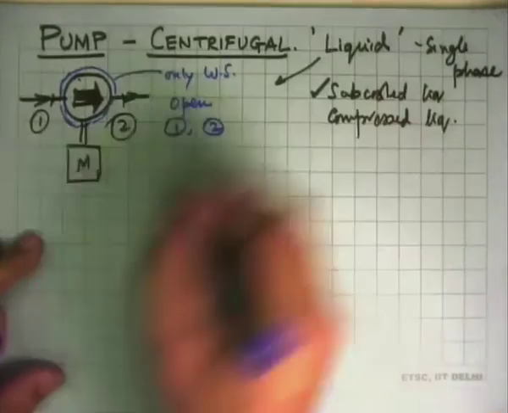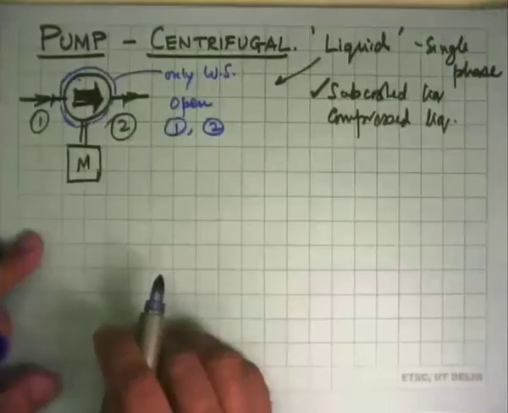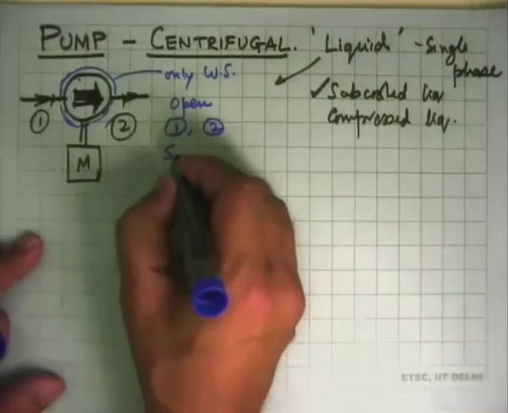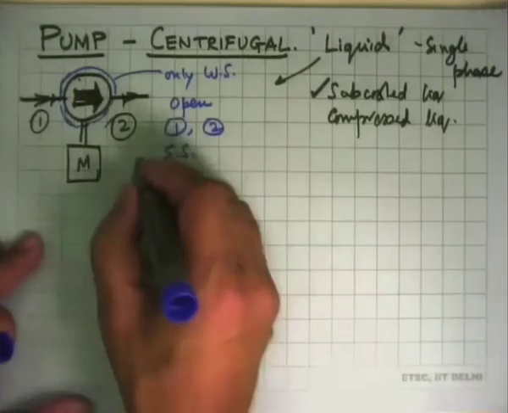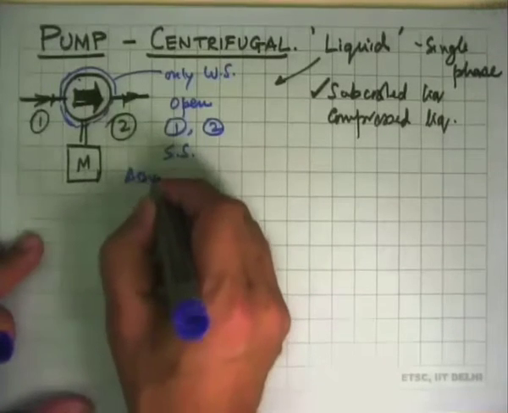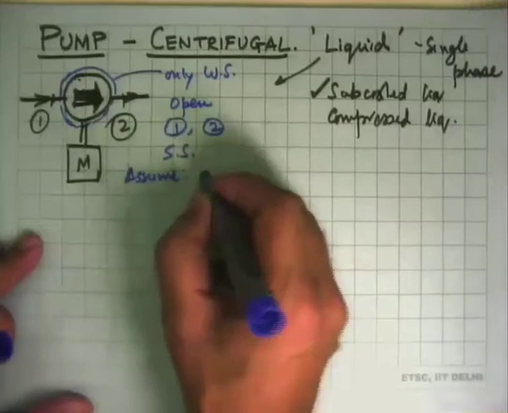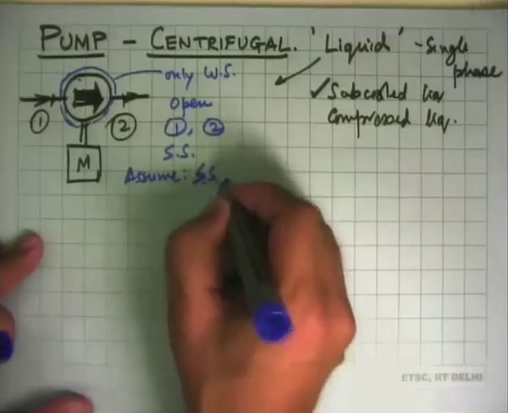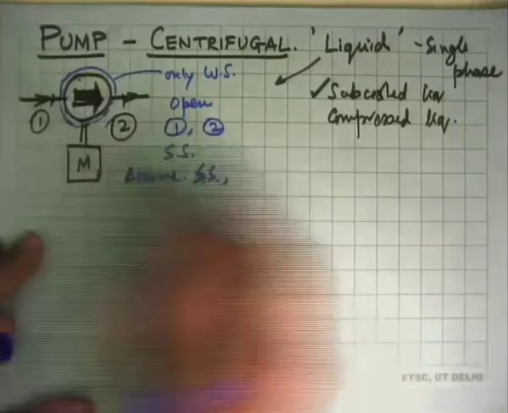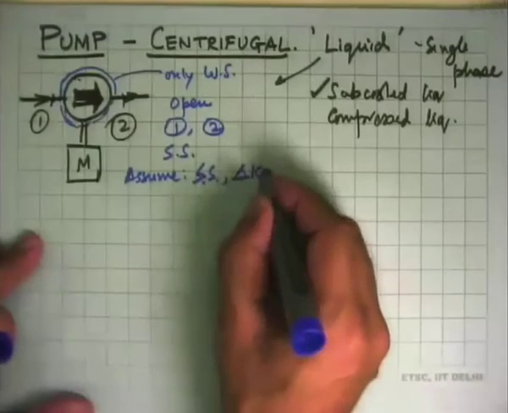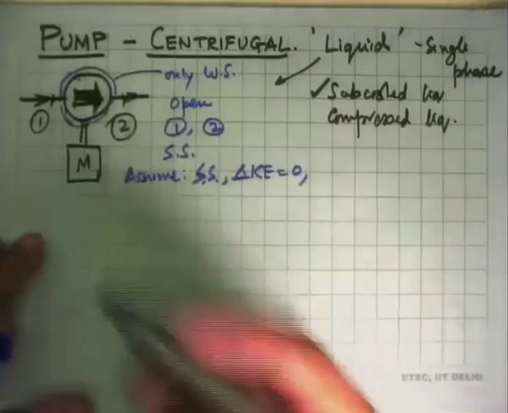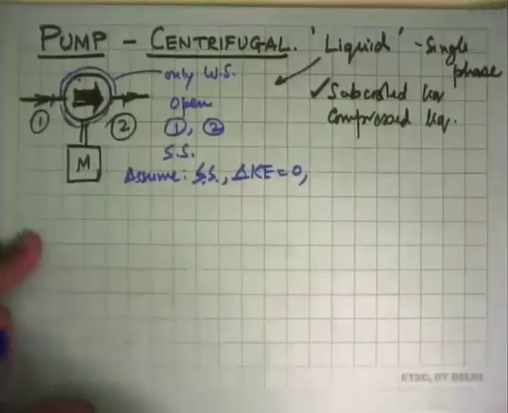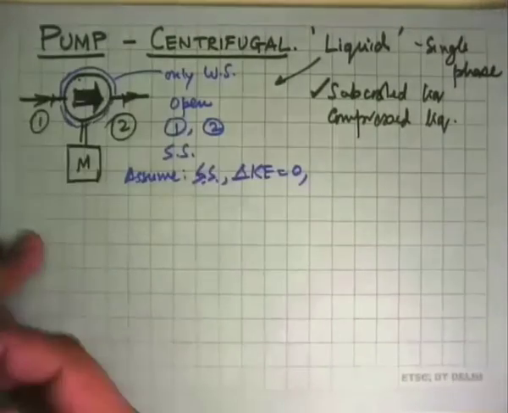And we know that this is a liquid, so how can we then begin the analysis? First thing we assume is steady state. So when I'm writing this, we should actually say: assume that there is steady state, and elevation differences are very small. Delta KE equal to 0 is okay. And pumps, even though they increase the pressure, they don't increase the velocity very significantly at all.